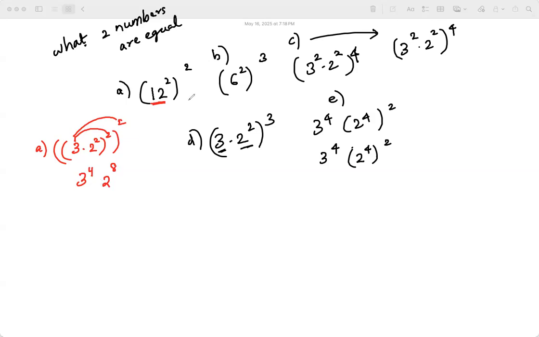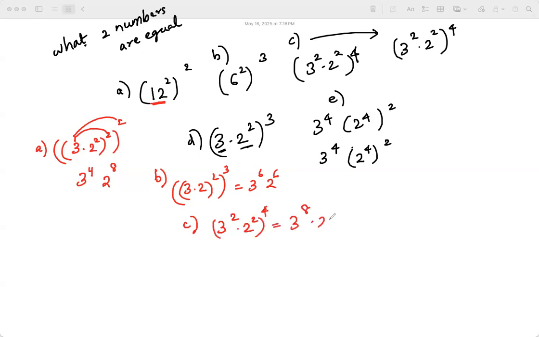Okay, now let's go to the next one, B. That is 3 times 2, the whole square, the whole cube. So the 6 power applies to both. 3 power of 6, 2 power of 6. Let me go to C. 3 square, 2 square, whole power of 4. 3 power of 8, 2 power of 8. D. 3 power of 3, 2 power of 6.